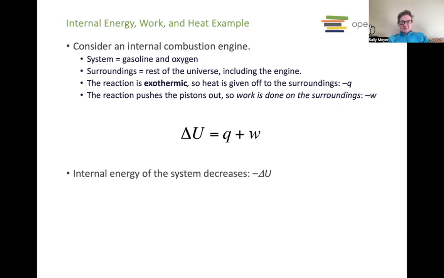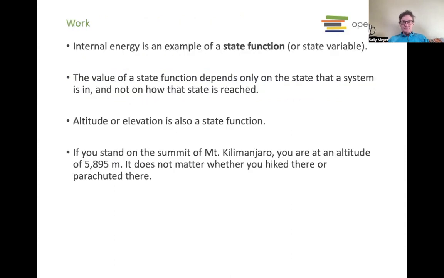So if you consider that internal combustion energy, the system is the gasoline and the oxygen. The surroundings is the rest of the universe, including the engine in your car. The reaction's exothermic, so heat's given off, and it's a negative Q. The reaction pushes the piston out, so work is done on the surroundings. And so Q plus W, the internal energy of the system, decreases. It's a negative value.